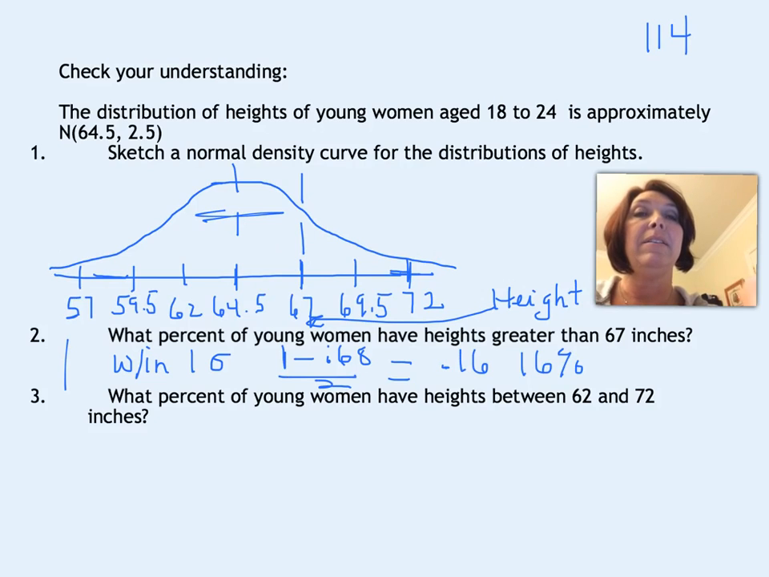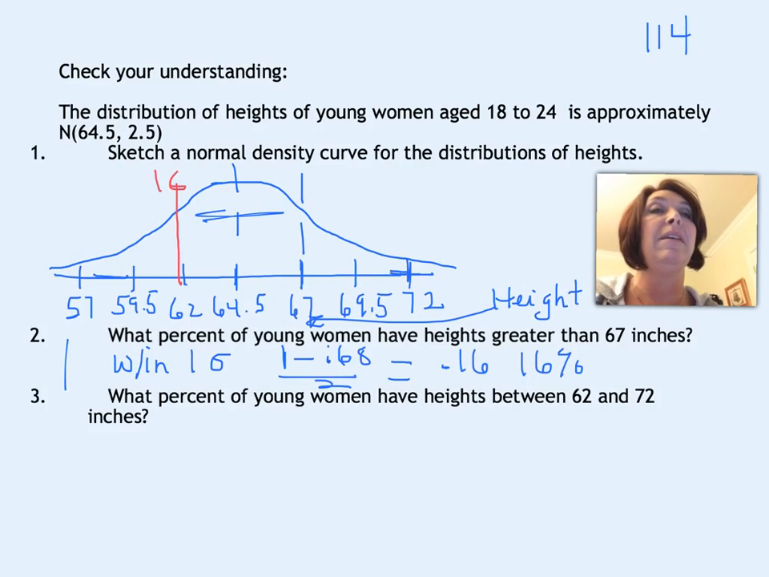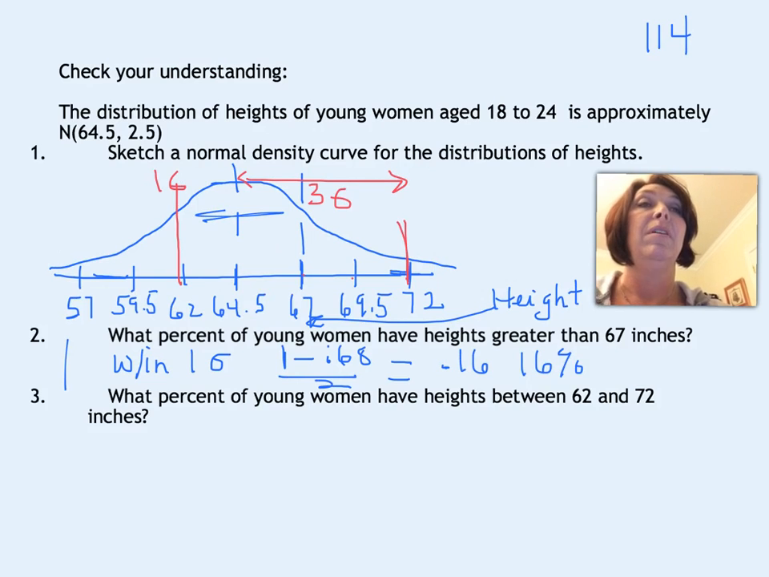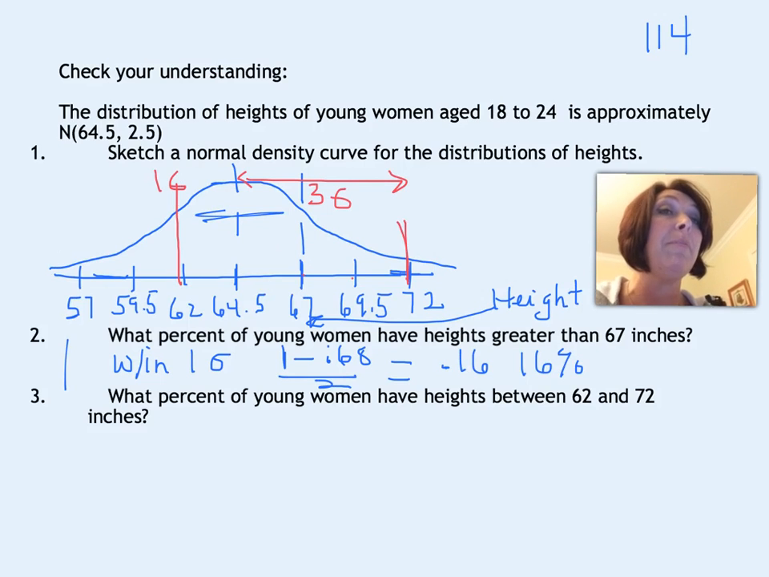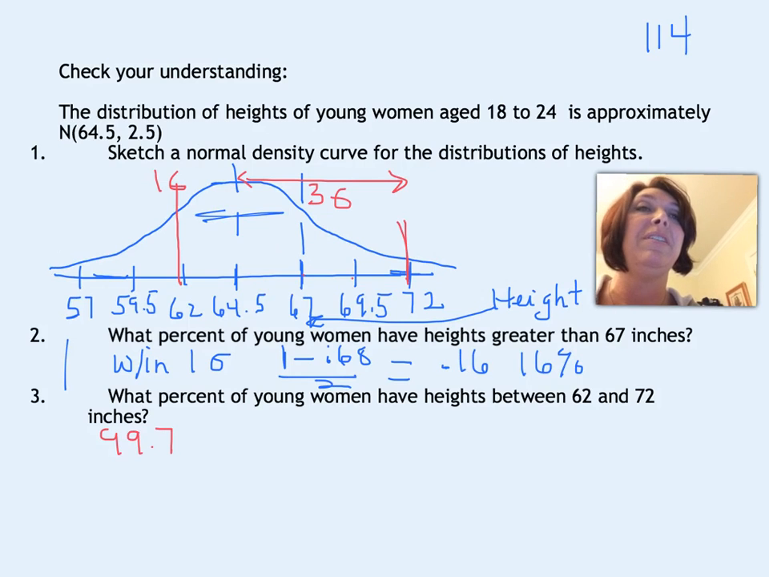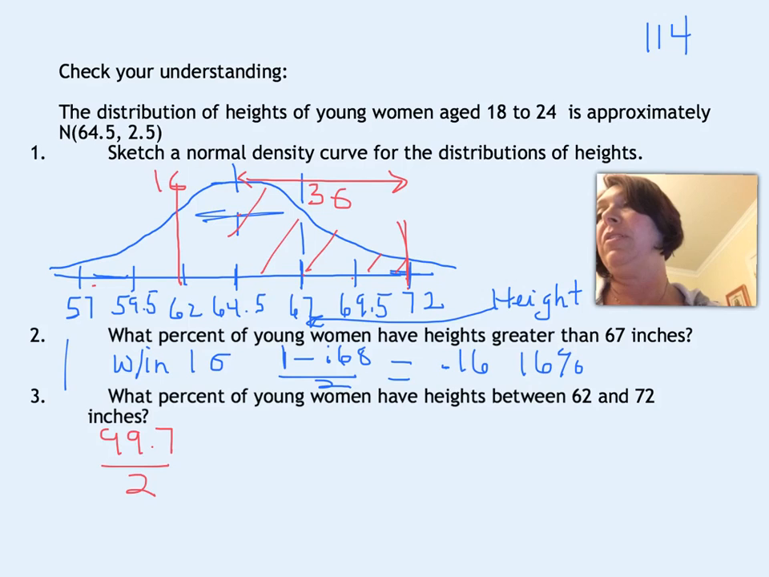Now let's look at the percent of young women who have heights between 62, which is 1 standard deviation below, and 72, which is 3 standard deviations above. So I'm going to use all 3 of these standard deviations plus 1 of the bottom ones. A tricky little problem here. First of all, we know that 99.7% of the data lies within plus or minus 3 standard deviations. I want half of that, because I am interested in getting all of this upper part.